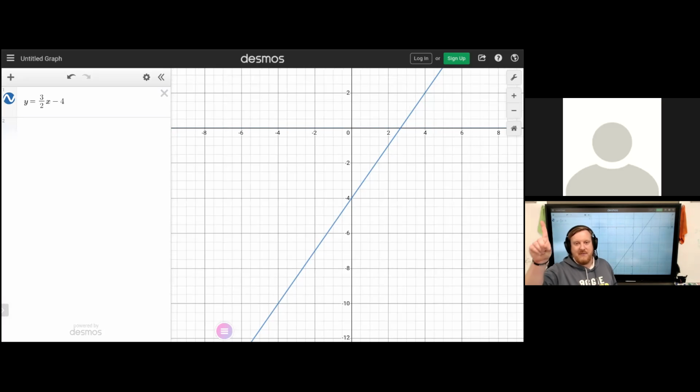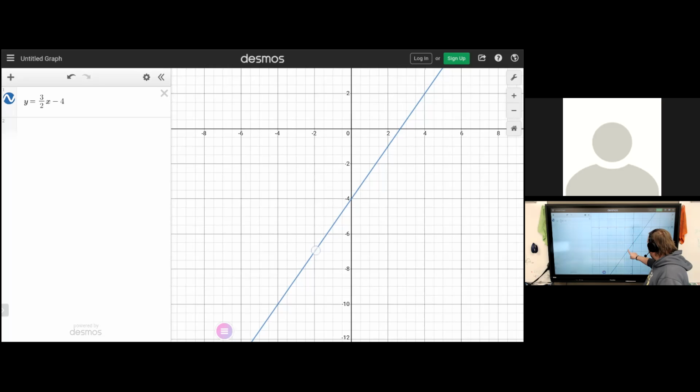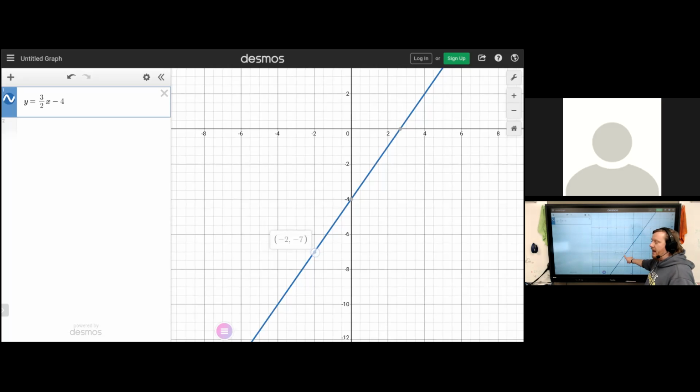I'm going to put my finger right again on the graph. We're trying to find when x is -2, what is y? I think it looks like it's going to be right in here. Let's see what happens. When x is -2, y, oh, there it was, is -7. And that makes sense. That's where it looks, right? When x is -2, y is -7. That's the value when we trace using this graph.